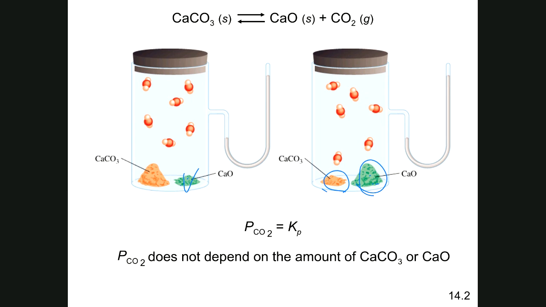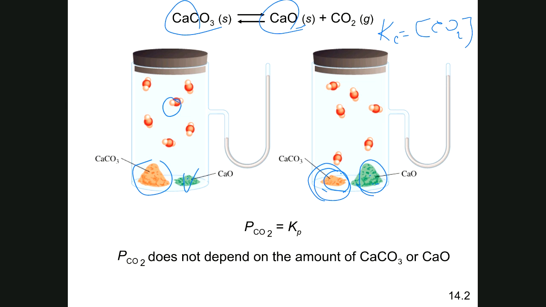Whether we have a high quantity of calcium carbonate on the left side versus a lower quantity on the right side, the pressure or number of molecules of CO2 is independent of those values, because based on this balanced equation we have solids for these two compounds. When we write the K, if we write the Kc, it is the concentration of CO2, or Kp, which is the pressure of CO2, raised to the power of 1.